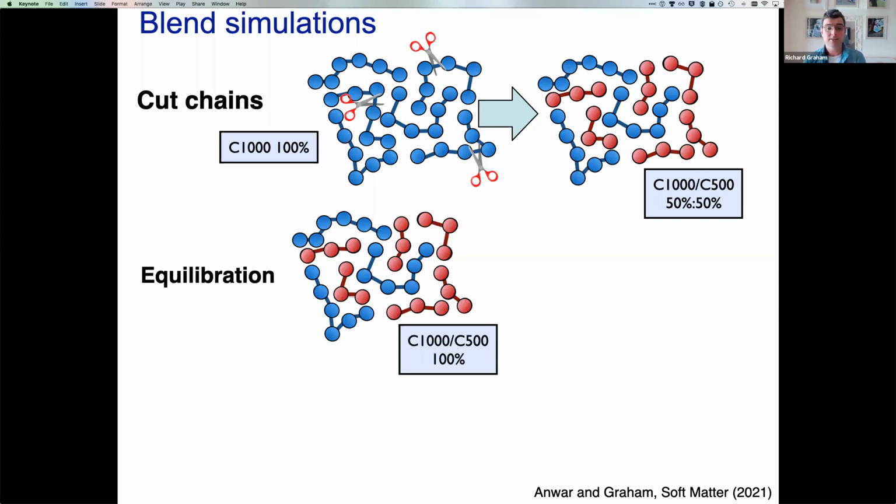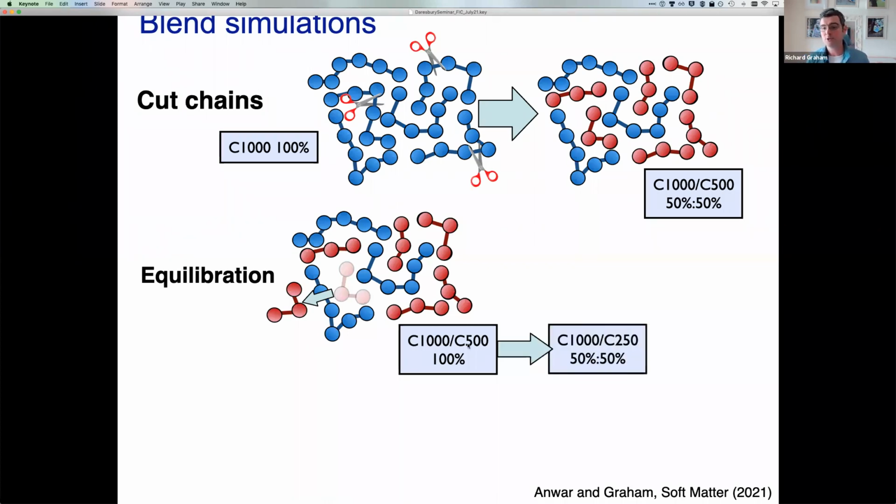Then we equilibrated it, and the way we did that was essentially run a simulation until the short chains had diffused their own size, diffused their own radius of gyration. And that's much, much cheaper than our original equilibration. This was days rather than months to calculate. So now we've got a fully relaxed blend that's 50-50, 1,000 and 500 carbons. And we can repeat the process again. We can cut those 500s and turn them into 250s and relax that. Again, that's easy and quick to relax.